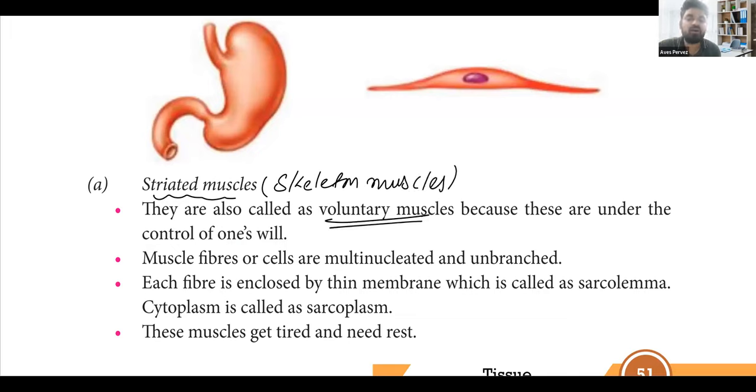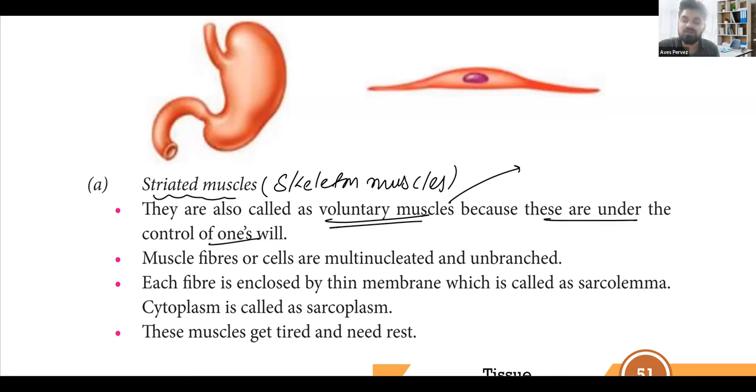Why is it called voluntary? Because the actions performed by these muscles are in our control. If I want to lift my hand, it is in our control. If I want to walk, it is in my control. So those functions that are done by skeletal muscles are in our control, because they are under one's will.